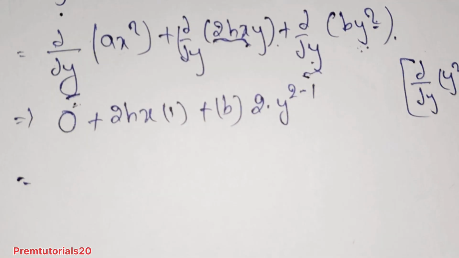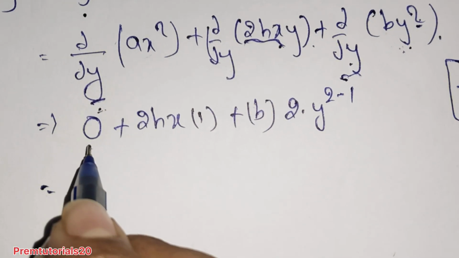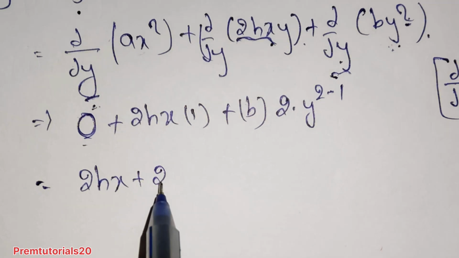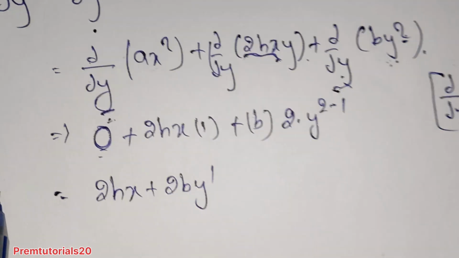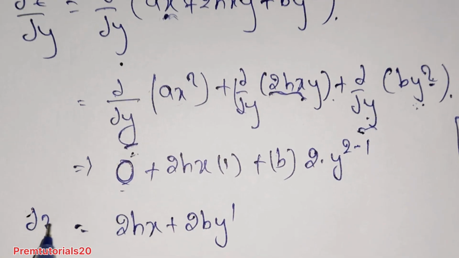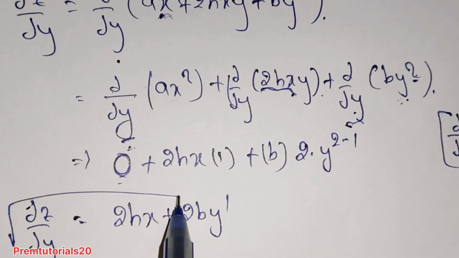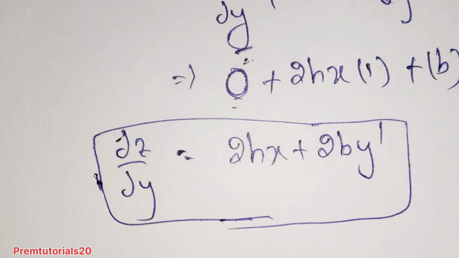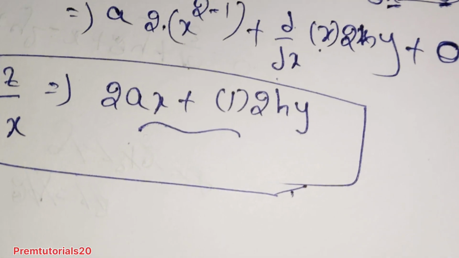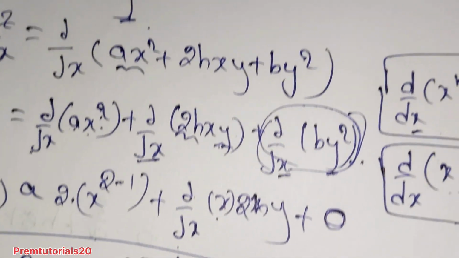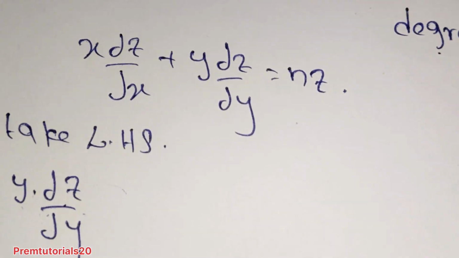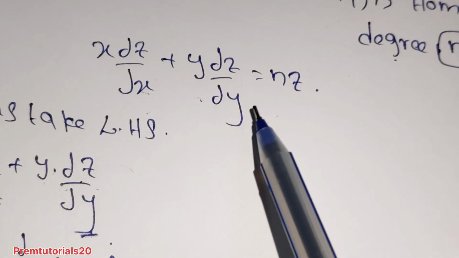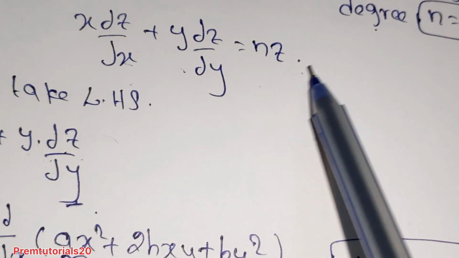Now it's written as 2hx plus 2by, no need to write the 0 value. This is the value of dou z by dou y, and this is the value of dou z by dou x. Now the formula we had previously: x into dou z by dou x plus y into dou z by dou y equals nz. So this is our equation.